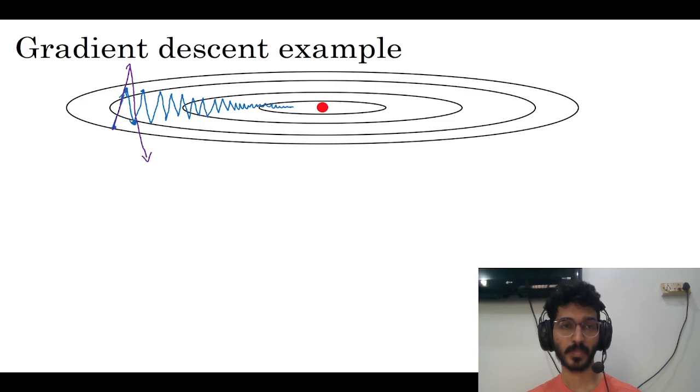Another way of viewing this problem is that on the vertical axis, you want your learning to be a bit slower because you don't want those oscillations. But on the horizontal axis, you want faster learning, right? Because you want it to aggressively move from left to right toward that minimum, toward that red dot.